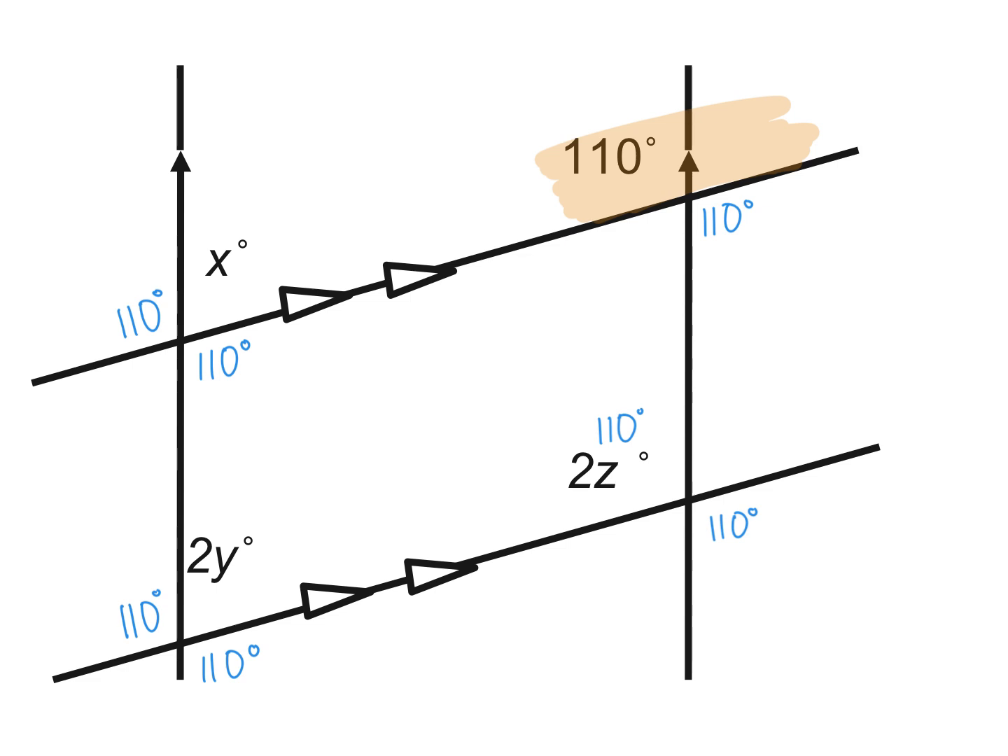Remember, linear pairs are 2 things. They're adjacent and they're supplementary. So if this is a supplementary angle, what would the other angle be measured? 70. Okay, what else is going to be 70?